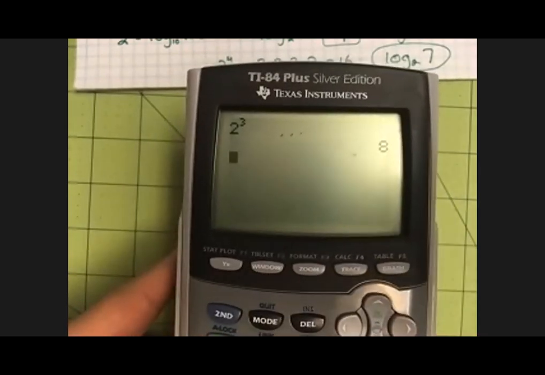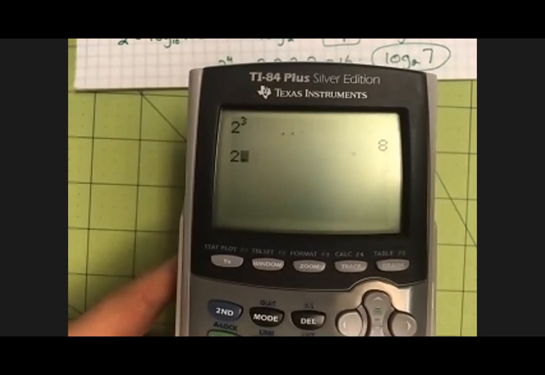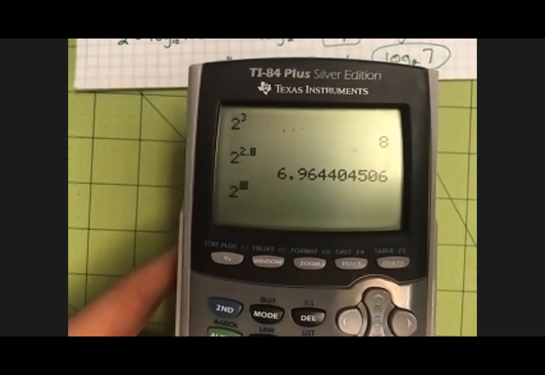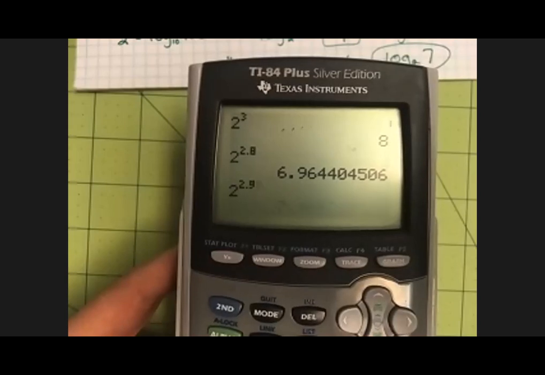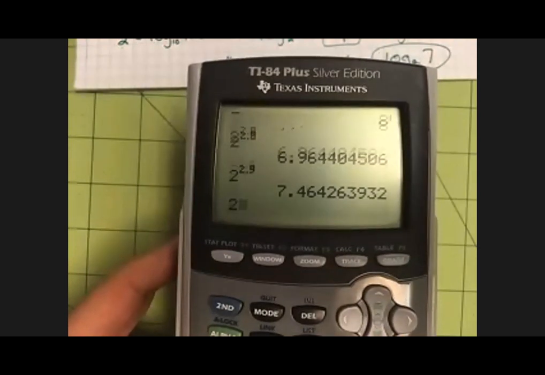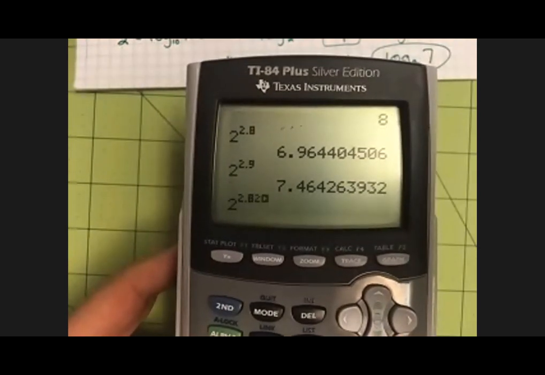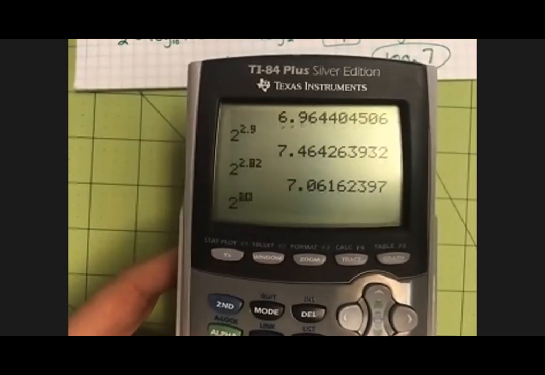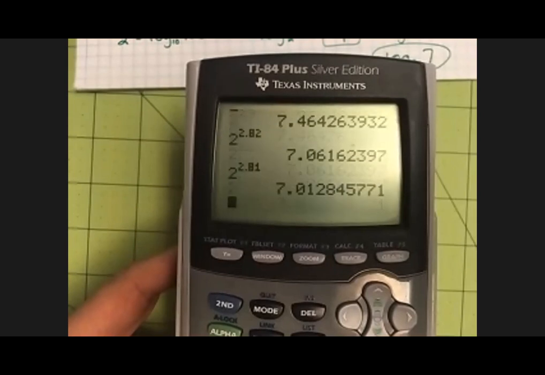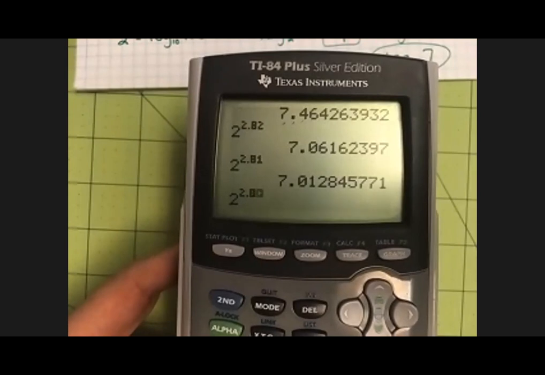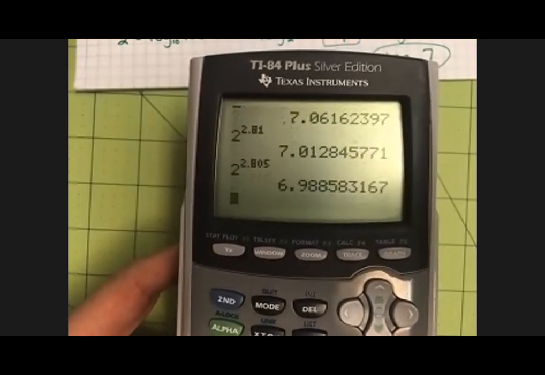How about 2.8? 2 to the 2.8. Well, that's darn close to 7. How about 2 to the power 2.9? No, too much. In fact, way too much. What about 2 to the power 2.82? Oh, a little bit too much. How about 2 to the power 2.81? A little bit too much. 2 to the power 2.805. A little bit too low.